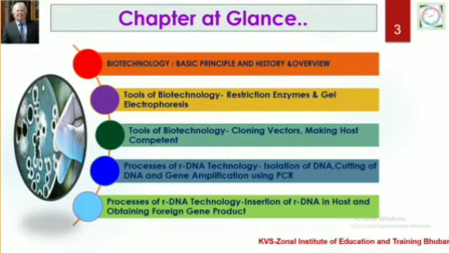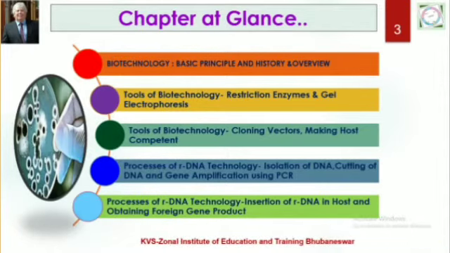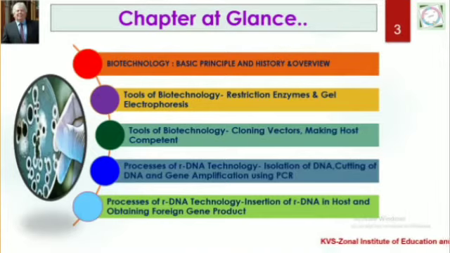As we know, the units given in this chapter: biotechnology, basic principles and history and its overview; tools of biotechnology, restriction enzymes and gel electrophoresis. Tools continues in the form of cloning vector and technique for making host competent. Then we move on to processes of recombinant DNA technology, including isolation of DNA, cutting of DNA, and gene amplification using PCR. Next part, we'll discuss about insertion of recombinant DNA into host and obtaining foreign gene product.